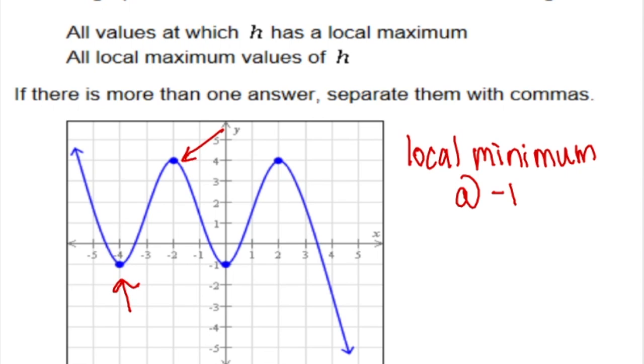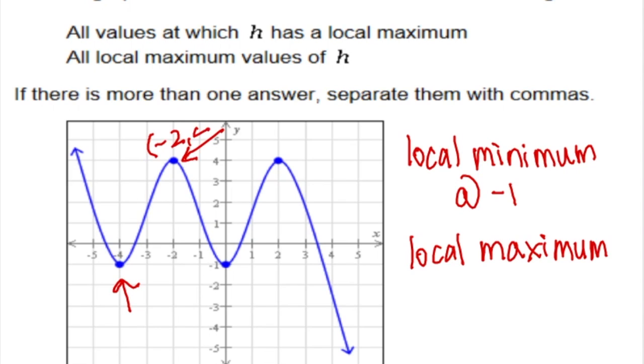Then up here, I reach a high point, the top of a hill. So that is called a local maximum. Again, we list maximums and minimums in terms of their y values. So this ordered pair here is -2, 4. So the y part of that is 4. So it reaches a local maximum at 4. As I move along, I see that again, I reach a local minimum here.